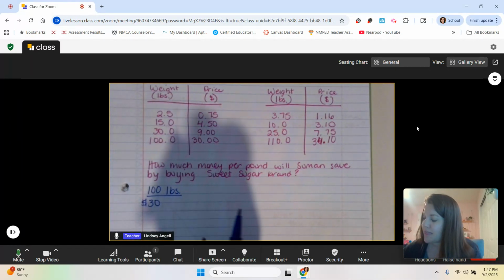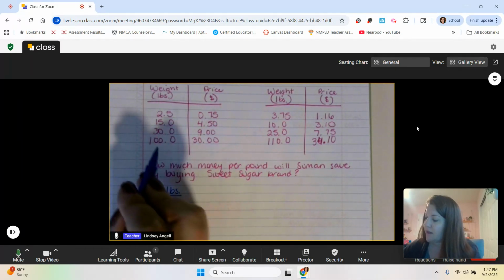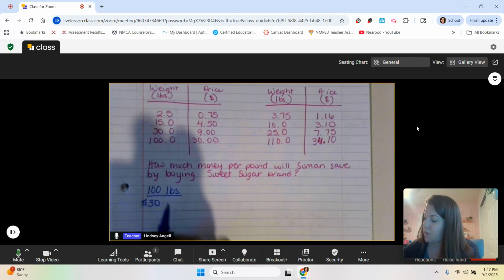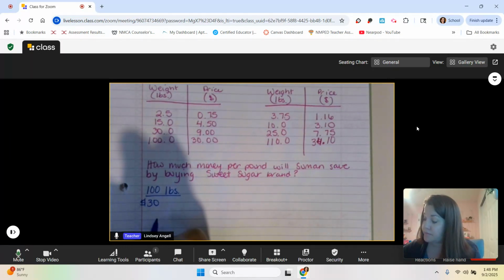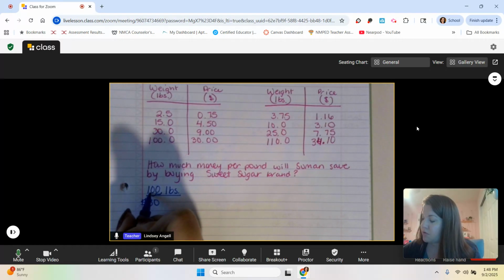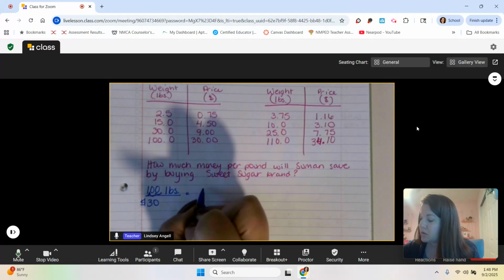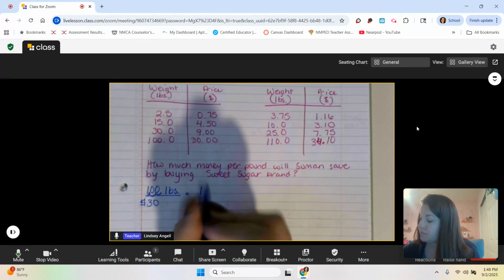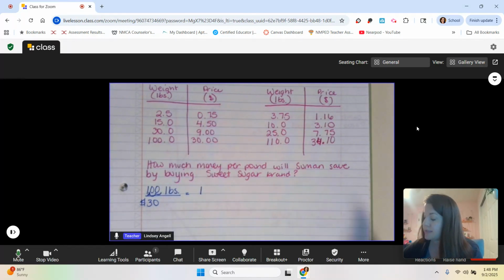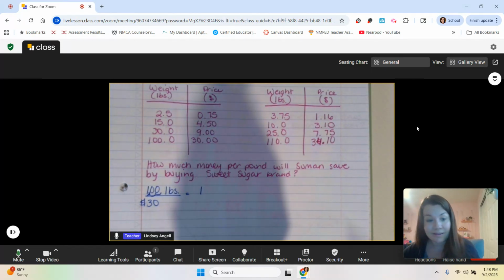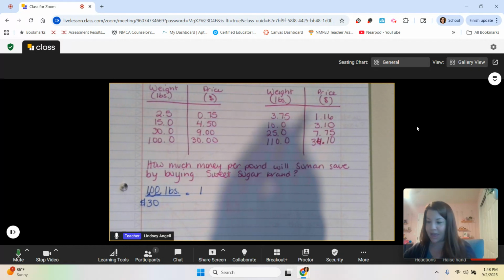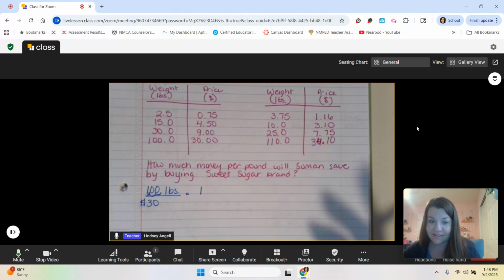So with that, if I want to turn my 100 into 1, I could move my decimal over two spots. Actually, I'm messing up. Okay? We want to know how much they're paying, like, per dollar.